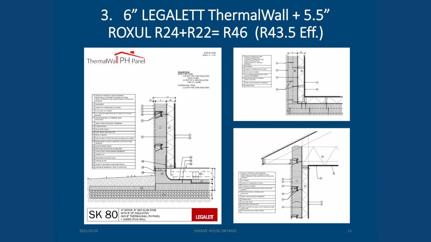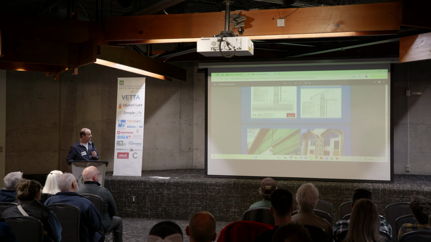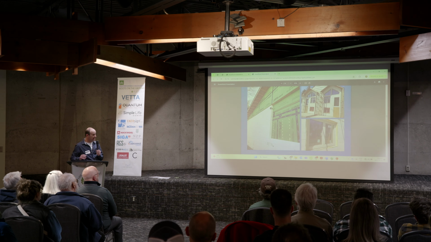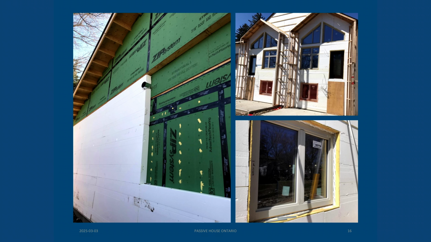This is a typical wall assembly. On the left-hand side, you can see the interior cavity insulation on the inside, the air barrier and the air control layer in the middle, and then exterior insulation, continuous exterior insulation. This is a system also supplied by Legolat. This is the air barrier system, which was the zip sheathing with all the joints taped, and the 5-inch Legolat system on top of that.